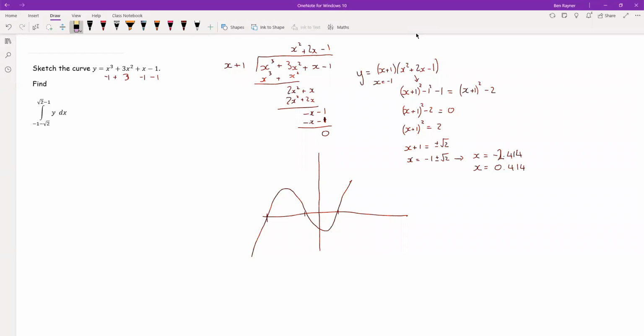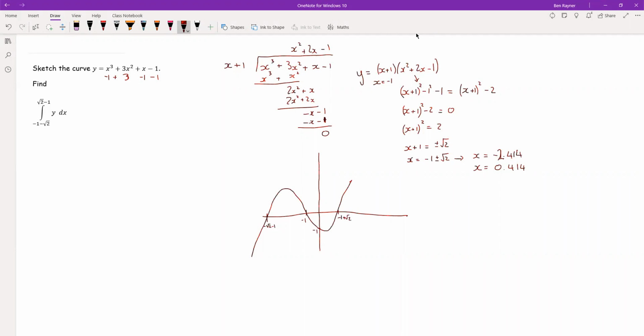Oh, I didn't mean to delete both. So this is why I don't usually put marks on until after I've drawn it. It's just a quick sketch, so we can put that in. This point here is minus 1. Don't really care about that, but I'm going to label it. So this one was minus root 2 minus 1. This one is minus 1, and this one is minus 1 plus root 2.